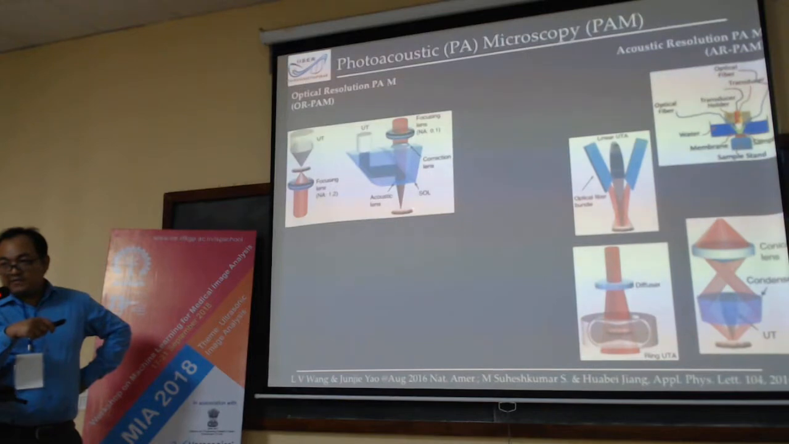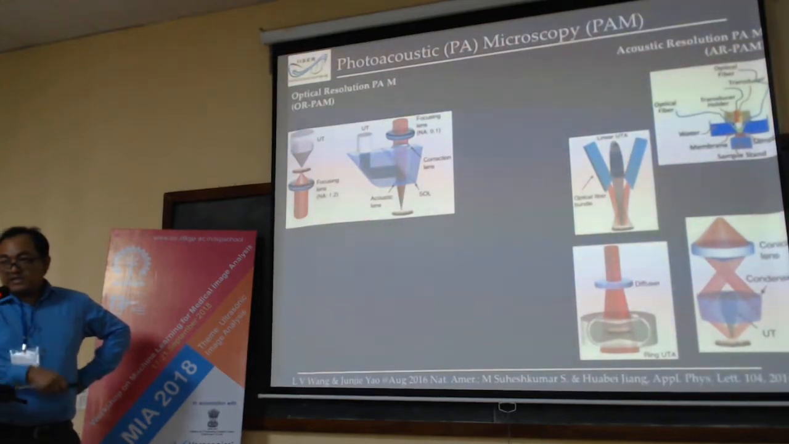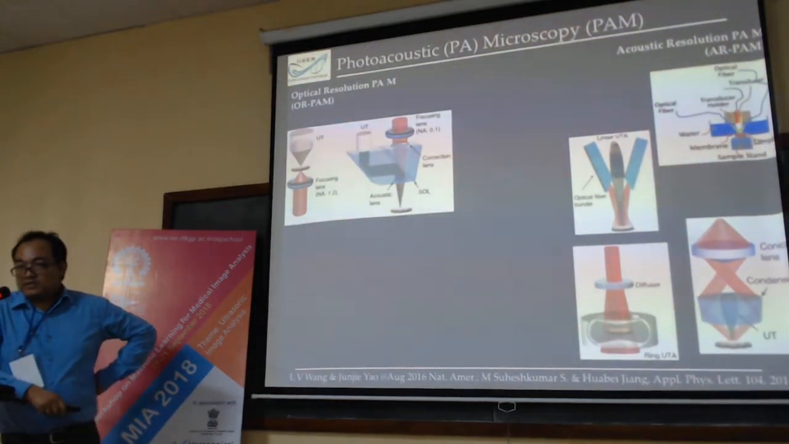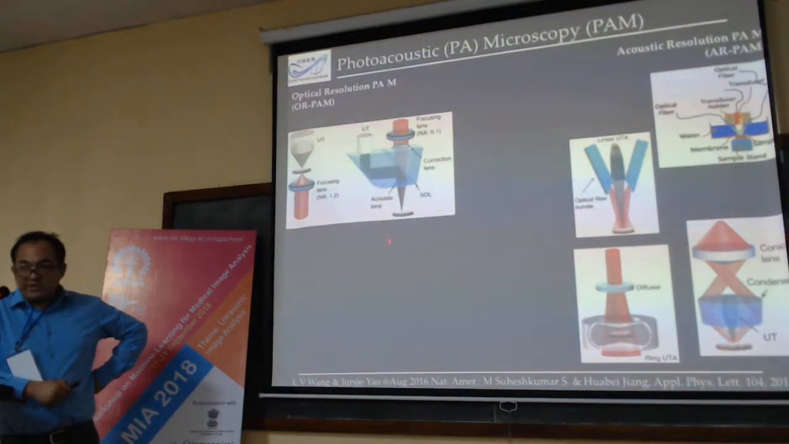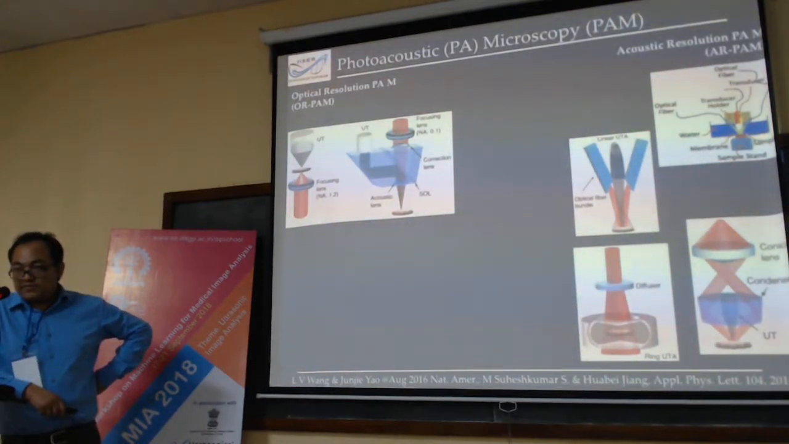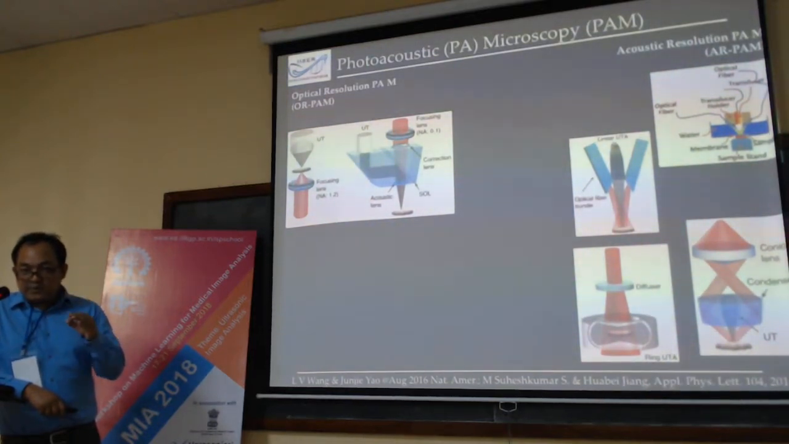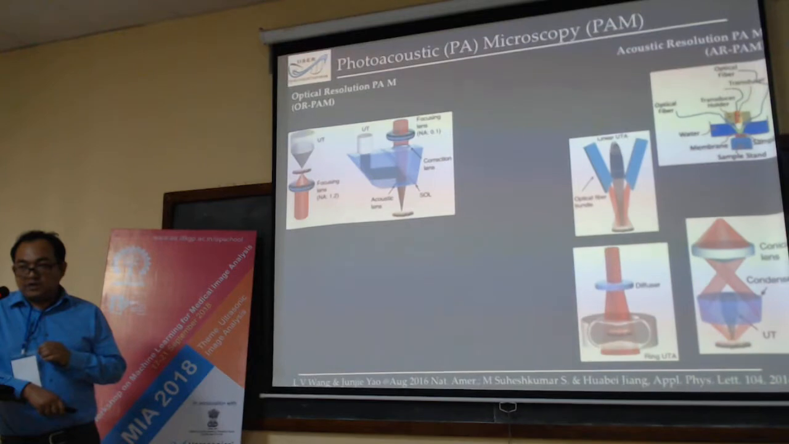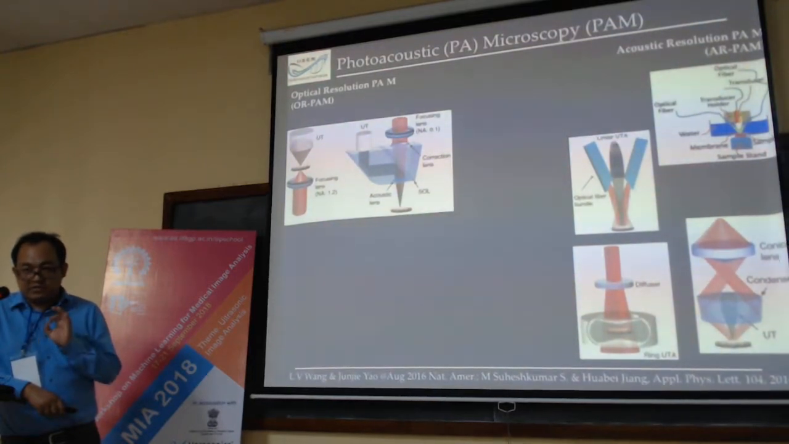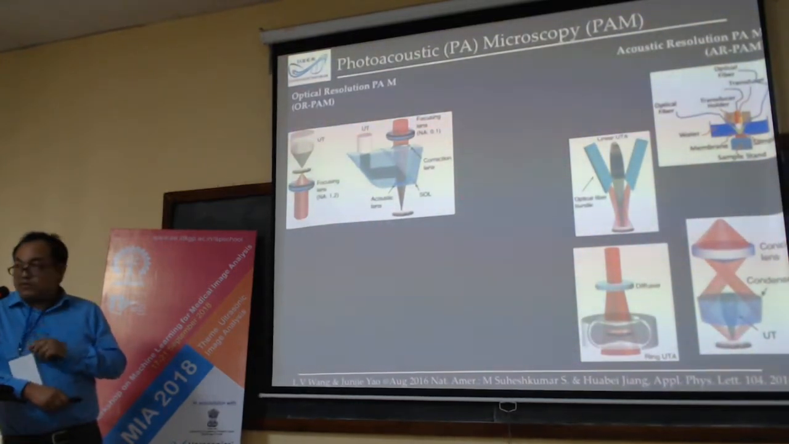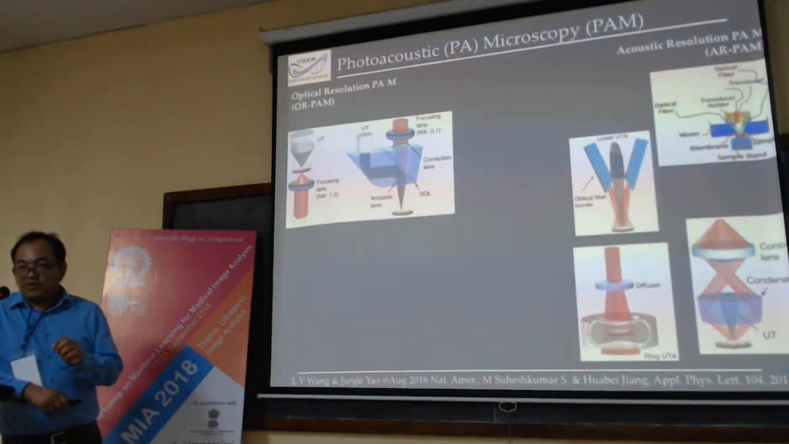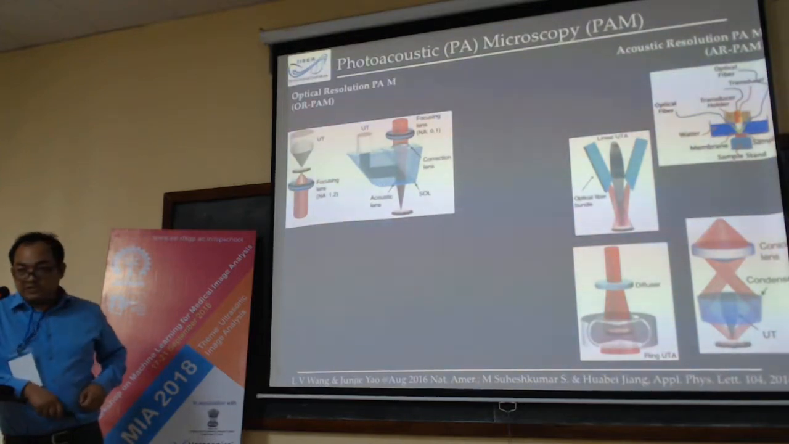For optical imaging, the scattering is very high. So for this, we need tight focusing, and tight focusing should be within the region of rectilinear propagation of light, before the diffusion of the light. In tissues, the diffusion happens on the order of 1 mm. So the penetration depth is limited to 1 mm.